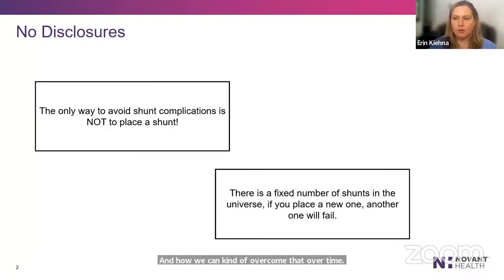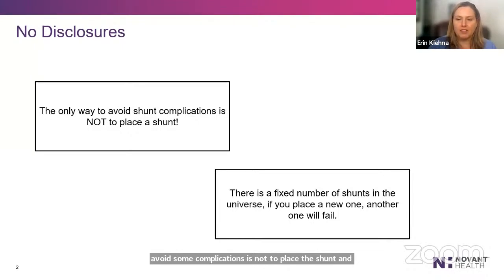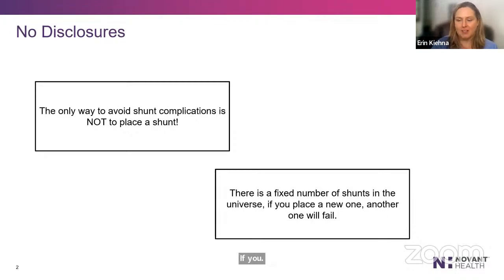I will share two quotes that I have lived with for the last 20 years. The only way to avoid shunt complications is not to place the shunt. And there is a fixed number of shunts in this universe. If you place a new shunt, one will fail somewhere in this universe.